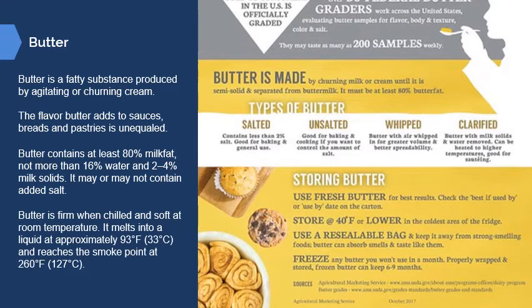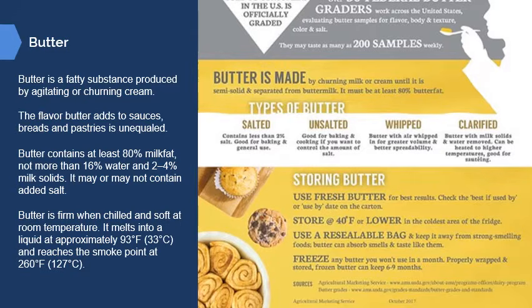Butter is firm when chilled and soft at room temperature. It melts into a liquid at approximately 93 degrees Fahrenheit or 33 degrees Celsius and reaches the smoke point at 260 degrees Fahrenheit or 127 degrees Celsius, unless it is clarified, in which case that smoke point is going to be much higher. When you're storing butter, use fresh butter for best results.